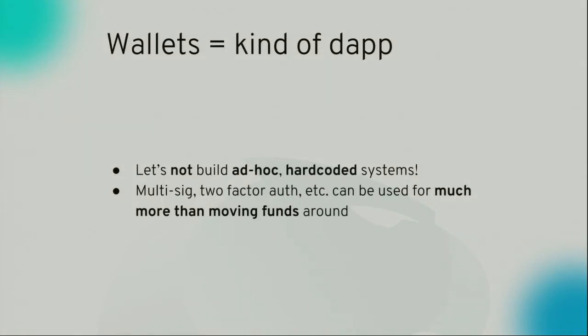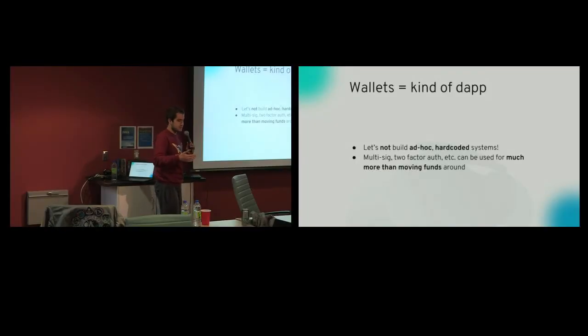And I think it's important to know that wallets are just a kind of dApp, really. It's dangerous that we build ad hoc and super hard-coded systems for our needs, and that's something that I've been seeing. We're all doing a terrible job at communicating what we are doing. I think in our case it's terrible too. I know that we are not even communicating half of the stuff that we are building.